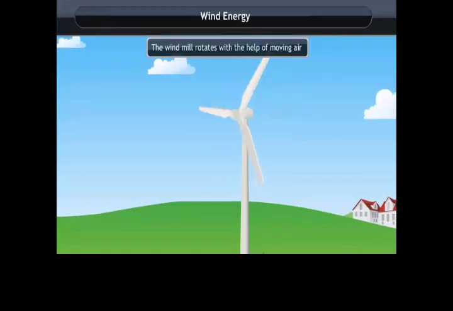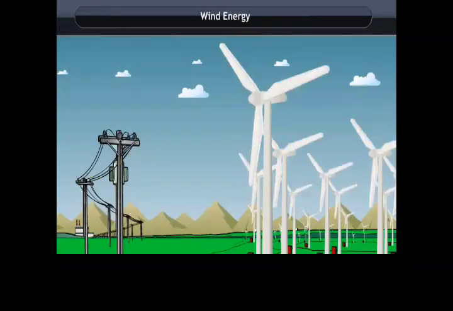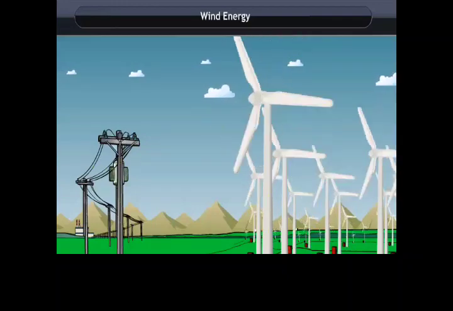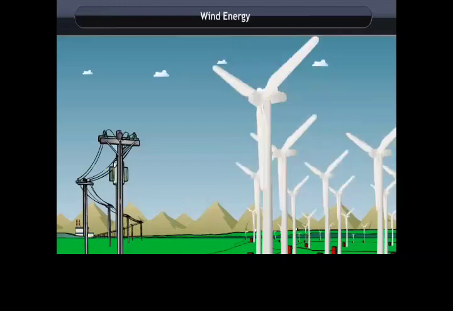A single windmill produces only a small amount of electricity. So, a large number of windmills in a large area are coupled together to produce more electricity in wind energy farms.